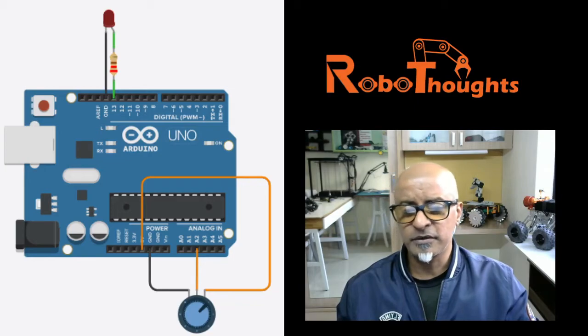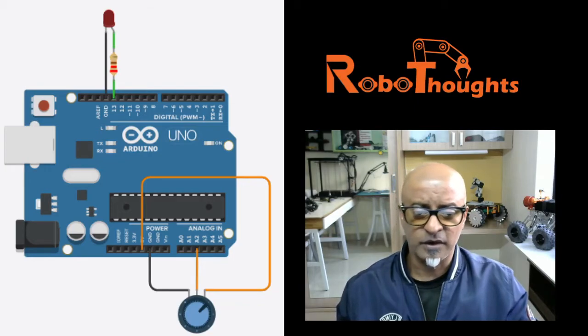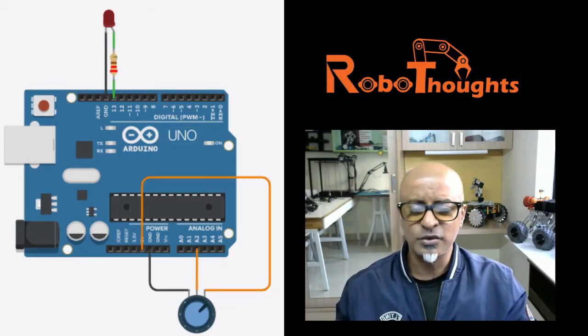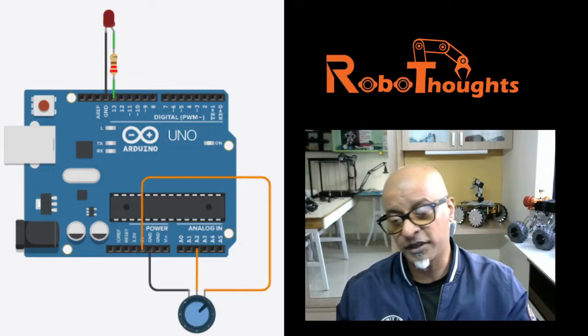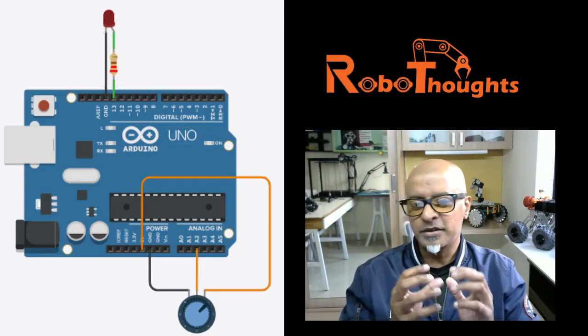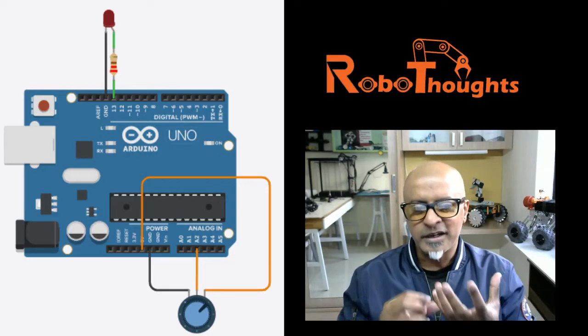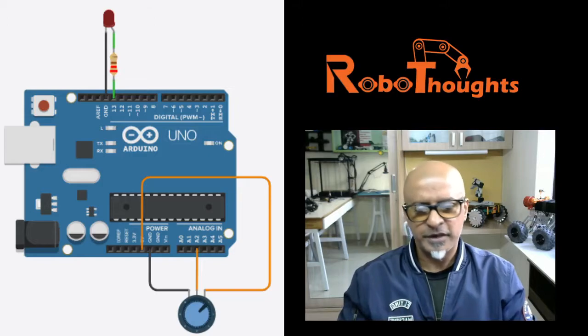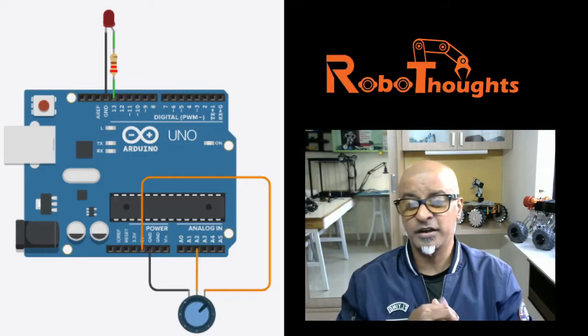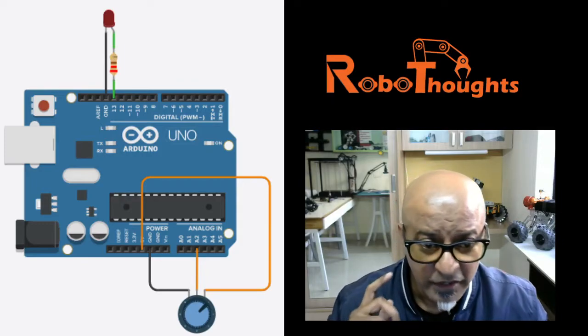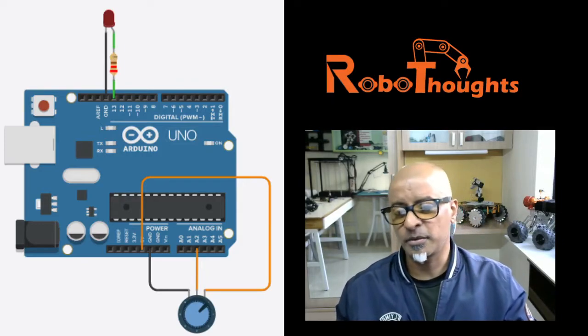And the positive terminal, as per the drawing of the LED, is connected in series to a 220 ohm resistor. You may also use 470 or 330 ohm, whichever gives you a bright light in the LED, you can use that resistor, right? And that is connected to your pin number 13, the digital pin 13 of the UNO board. And the negative terminal is connected to the ground, obviously.